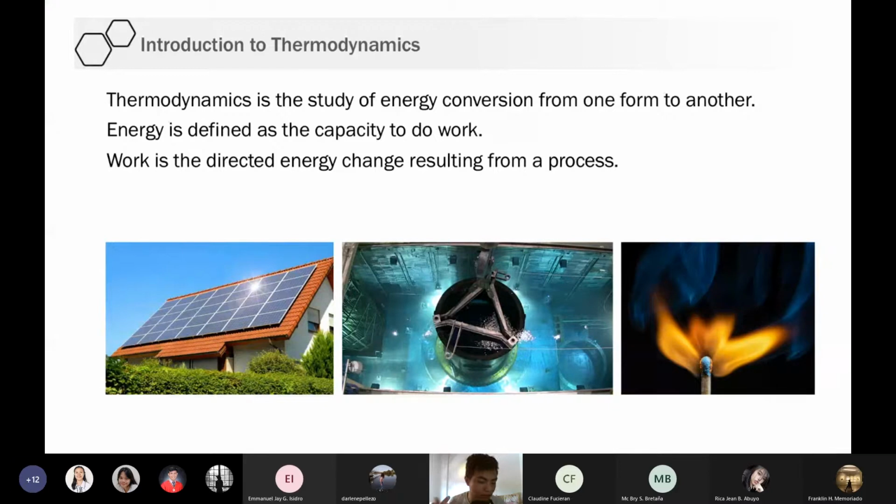Okay. So ganun. So from atoms, mag-split into smaller particles. So iinit 'yon. And then yung water, absorb yung init, tapos magbo-boil up siya. And then yung water vapor, itutulak niya yung generator.